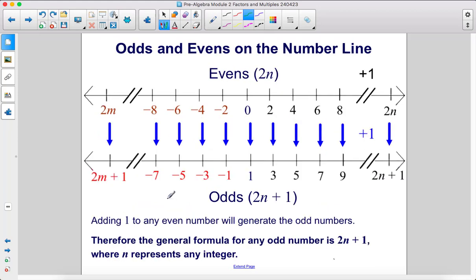Adding 1 to any even number will generate the odd numbers. So if you take 0 and add 1, you get 1. Take 2 and add 1, you get 3, and so on. Therefore, the general formula for any odd number is 2n plus 1, where n represents any integer.